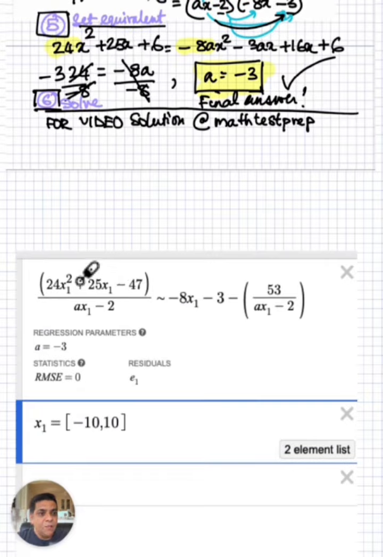Now you have to put all these carefully and correctly, okay, the tilde and then x1 for all of these terms, and you'll get the answer a equals negative 3.